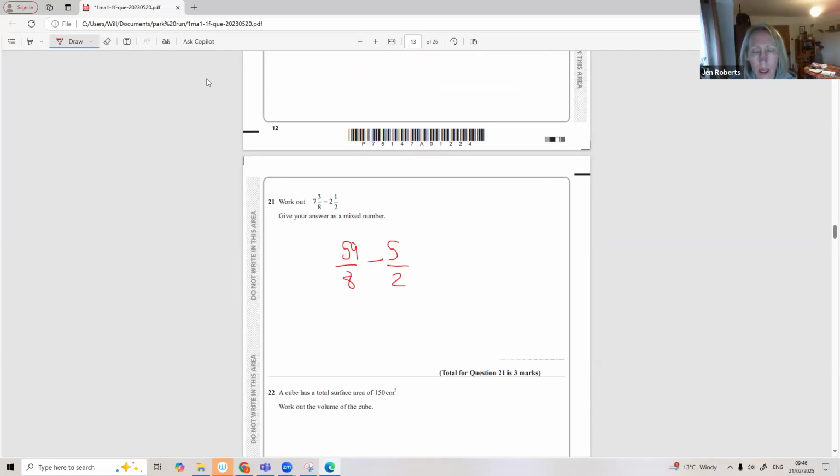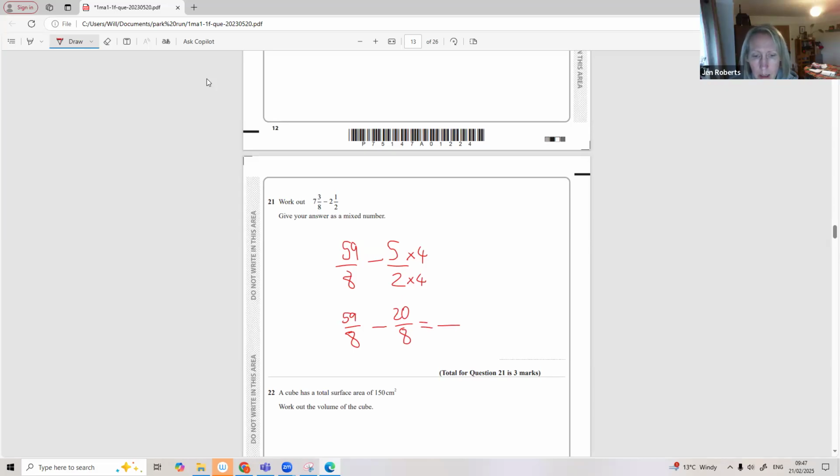We need to have the denominator the same when you add or subtract fractions. What's the lowest common multiple of 2 and 8? It's 8. I'm going to make them both into equivalent fractions out of 8. This first fraction's already out of 8. So if you multiply that by 4, you get 8, I'm going to multiply that by 4.